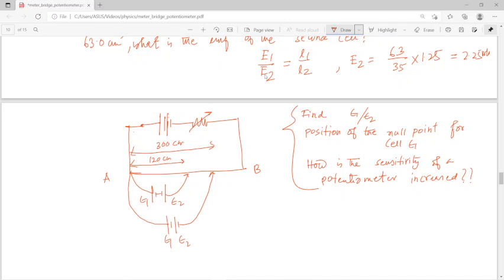That means you have to find this thing. These are the corresponding questions from that particular figure. That is also easy. You can solve it and tell me the answer.